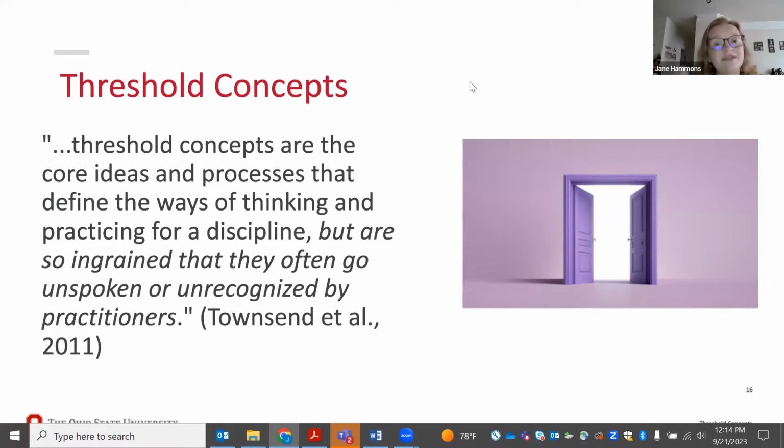Absolutely. Yeah, kind of like motor memory, right? Here are the things that we do without even thinking about them because we've just become so used to them.